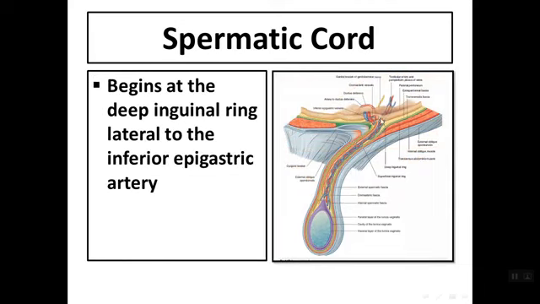It begins at the deep inguinal ring, and it is lateral to the inferior epigastric vessels. It ends... this is the spermatic cord. It begins at the deep inguinal ring and ends at the testis.